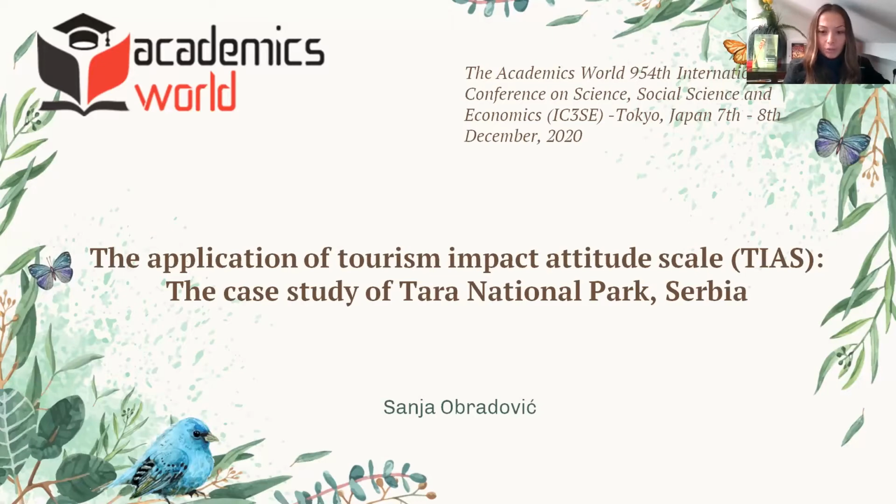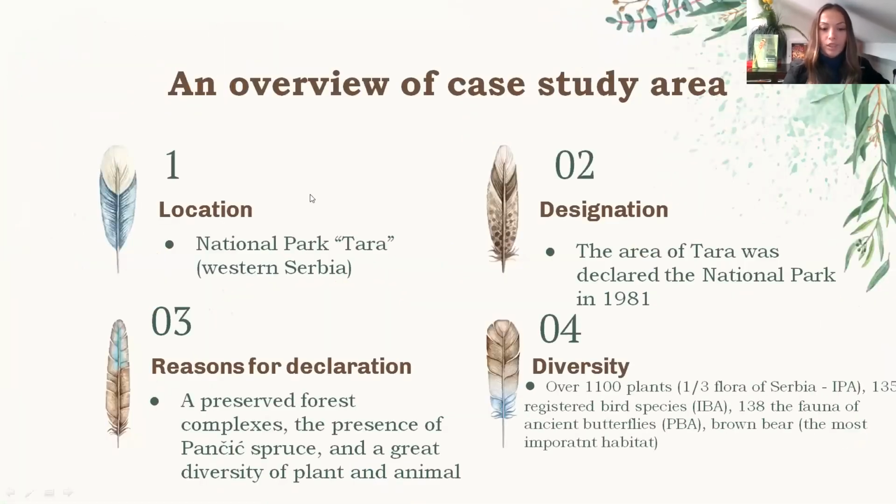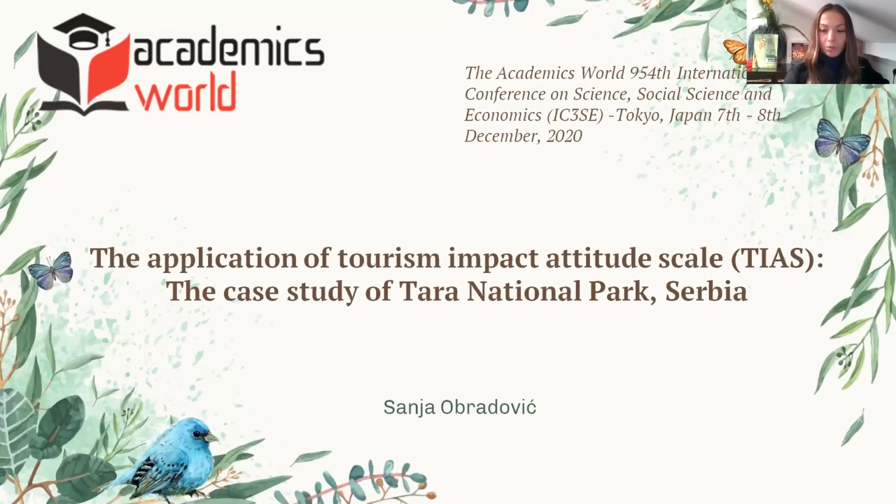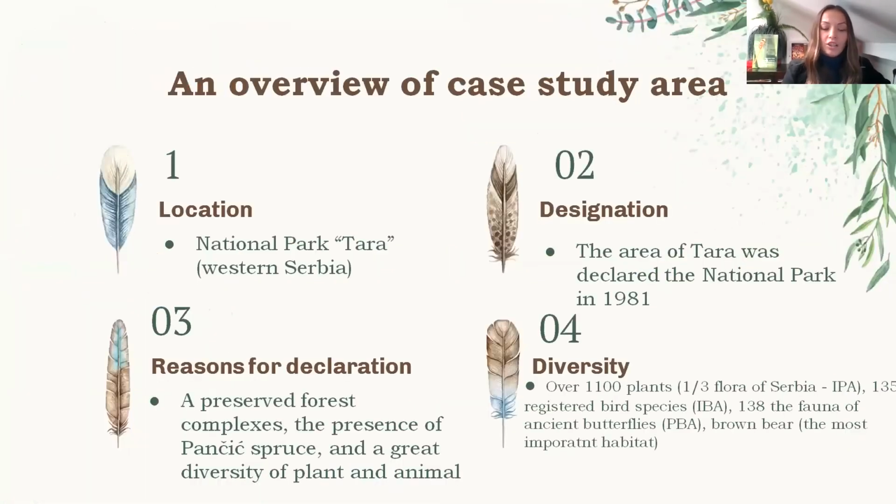I'm so delighted to be here today and present to you the application of the tourism impact attitude scale on the case study of Tara National Park in Serbia. National Park Tara is located in the far western part of Serbia on the border of Bosnia and Herzegovina. Tara was declared a national park in 1981, and there are several reasons for its declaration.